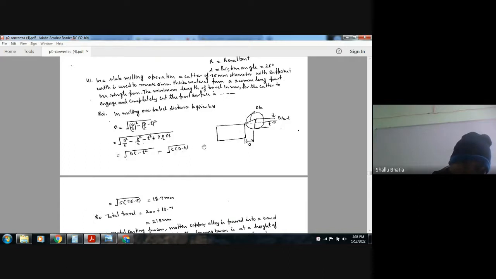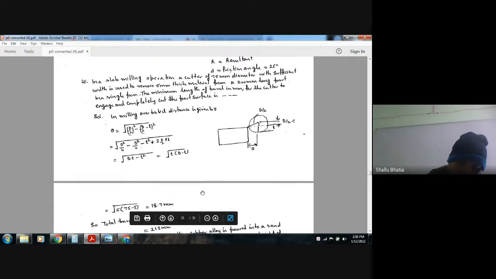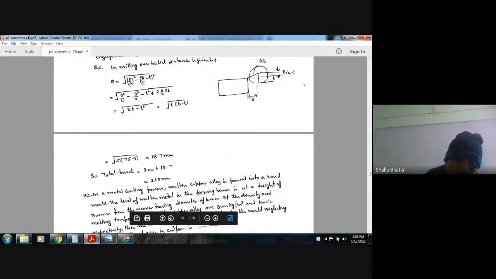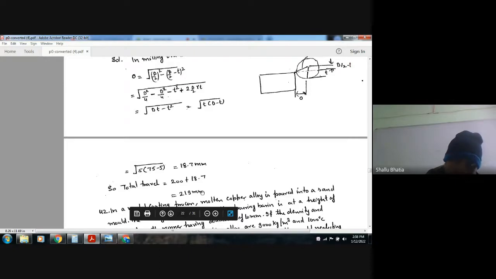And this length is your 200 mm, and the total distance will be 200 plus this cost. So the answer will be 219 mm.